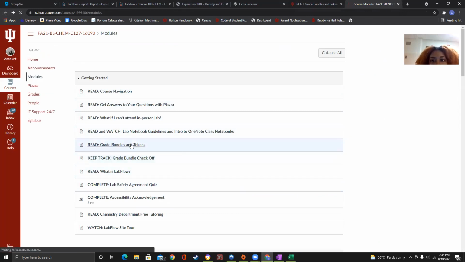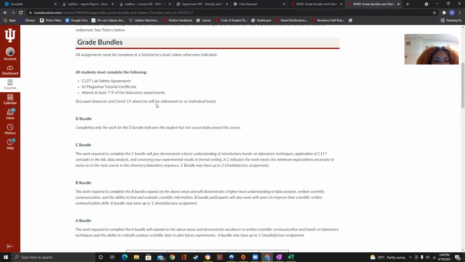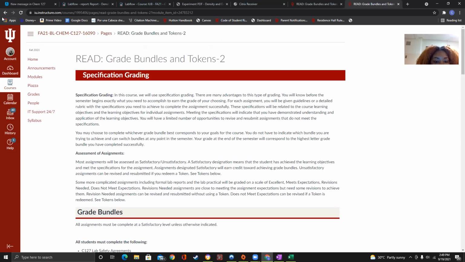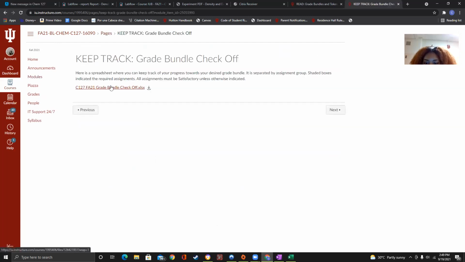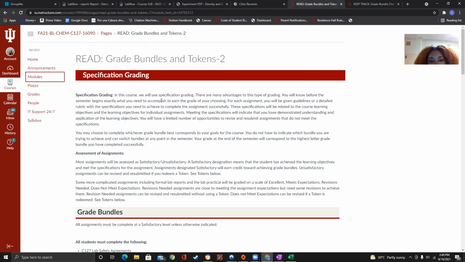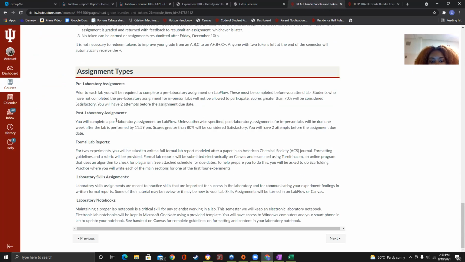Maybe it was my own. So it's not in there. It's in this. Okay, go back to the bundle thing. It's all the way at the bottom and it says assignment types. Okay, scores greater than 80%. You want 2 attempts for the assignment to date.